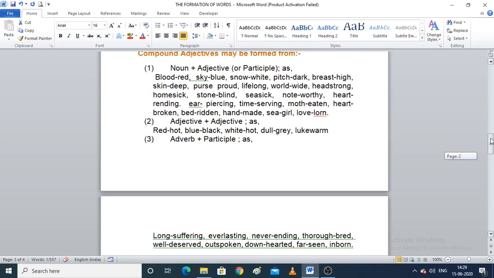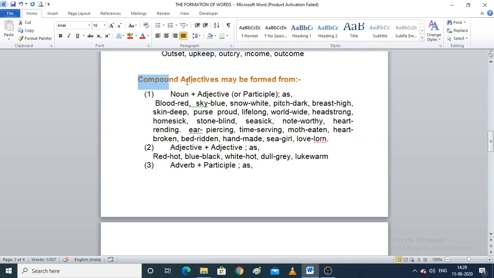For example, see compound adjectives. With adjectives, we can add a noun, adverb, verb or participle to form a compound adjective. In a compound adjective, one adjective word must be there, but we can add a noun or an adverb or a participle to make it work. For example, blood red.